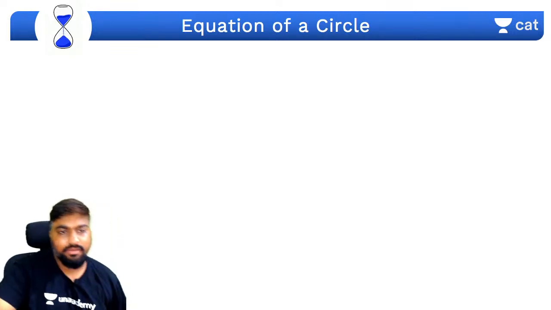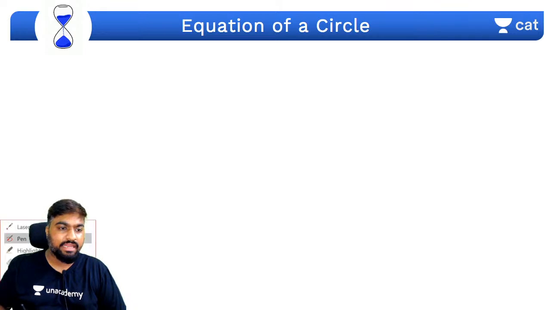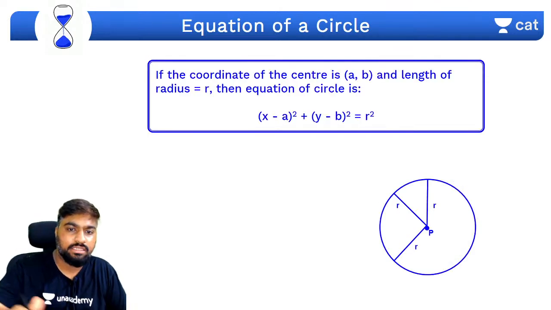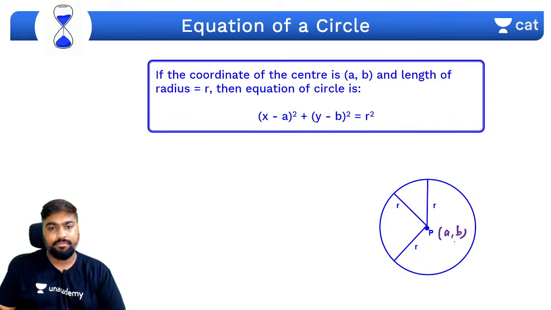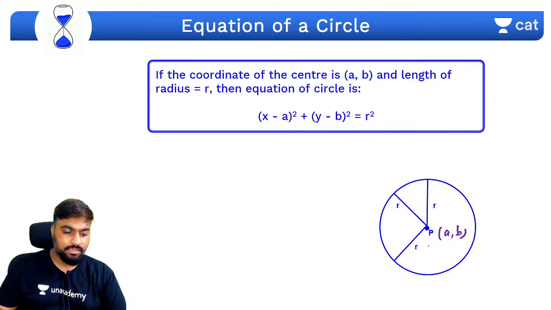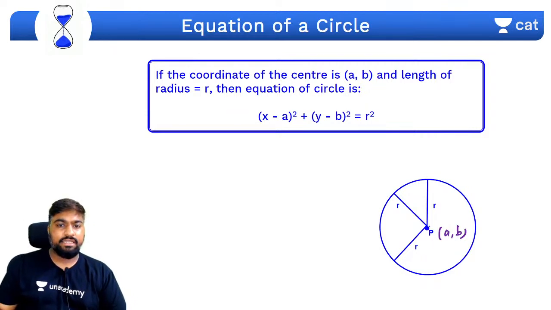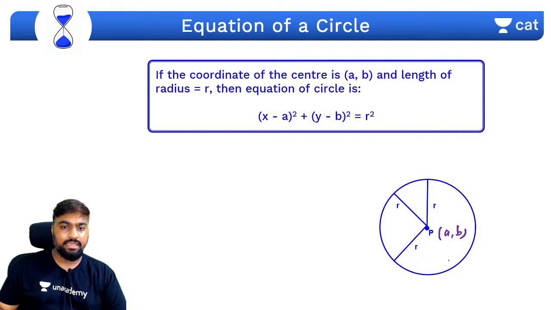So for any given circle with center P, if I say the center of this is P and the coordinates of P are (a, b), then the equation of this entire circle can be given as: (x minus a) the whole square plus (y minus b) the whole square will be equal to r square, where r is nothing but the radius.